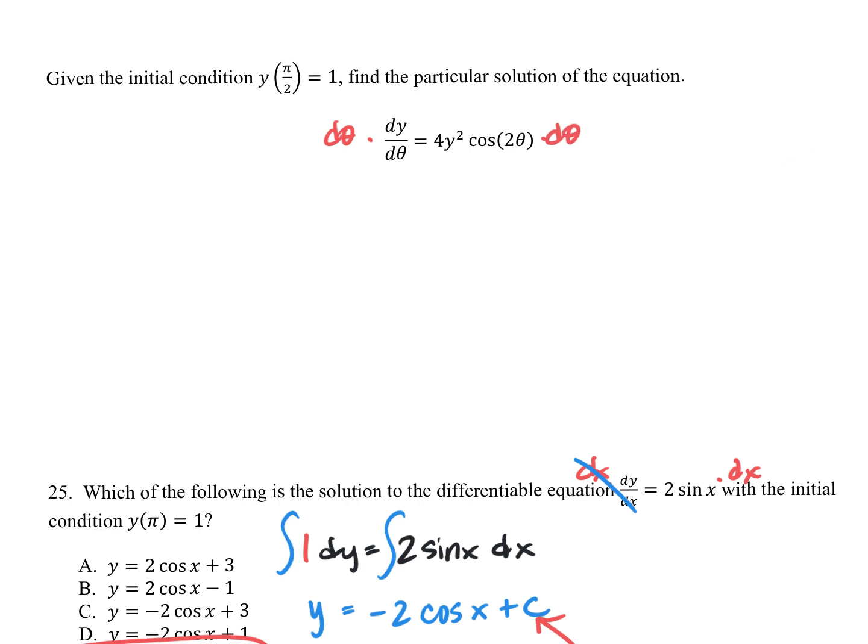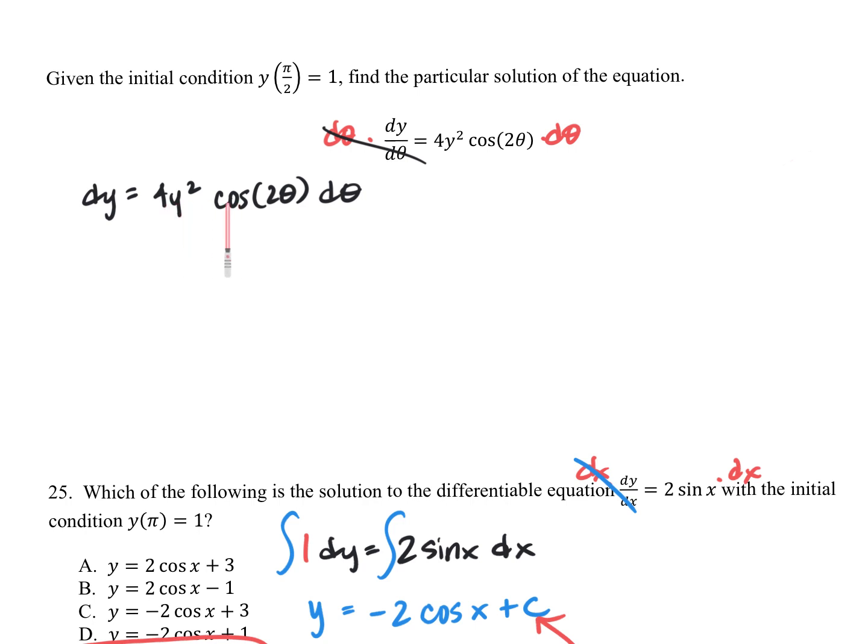So I would start on the left side. So you're saying dy is 4y squared cosine of 2 theta d theta. You guys, we got to get my y's over here. Can we just divide by 4y? We could divide by 4y squared.